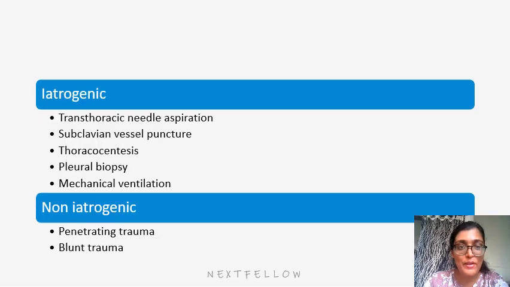Now as explained previously, iatrogenic causes include transthoracic needle aspiration, subclavian vessel puncture, thoracocentesis, pleural biopsy and sometimes high pressure, like barotrauma from mechanical ventilation, which can also cause iatrogenic pneumothorax. Now the non-iatrogenic causes of traumatic pneumothorax are penetrating trauma and blunt trauma.